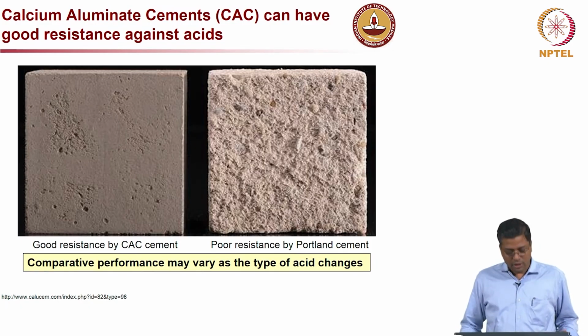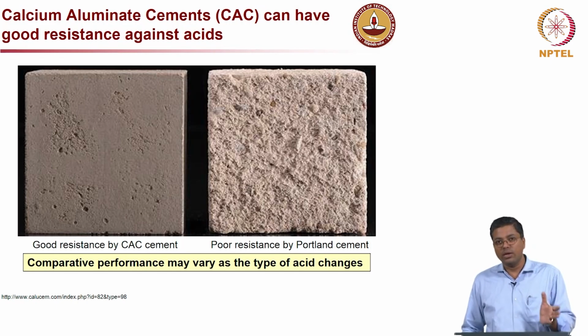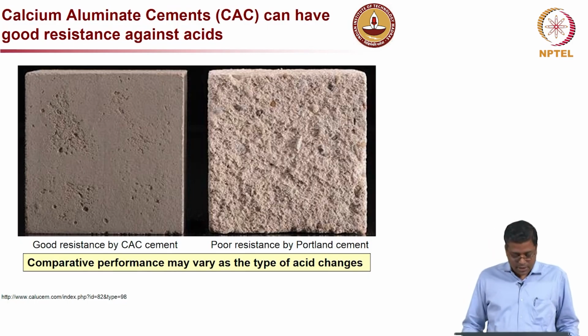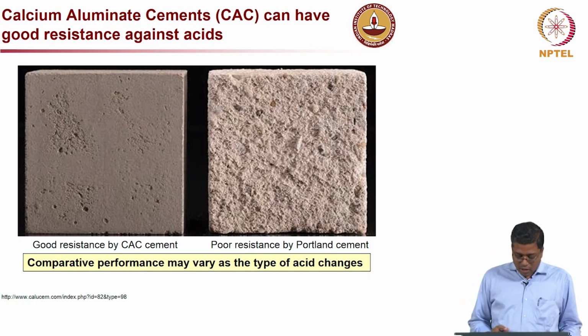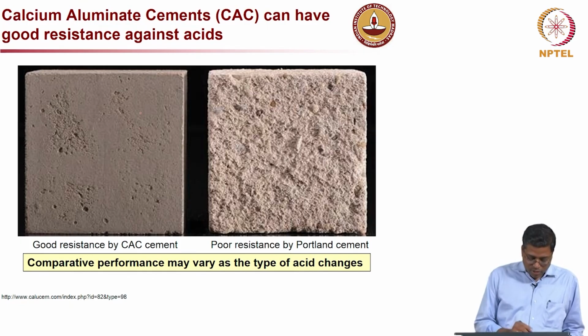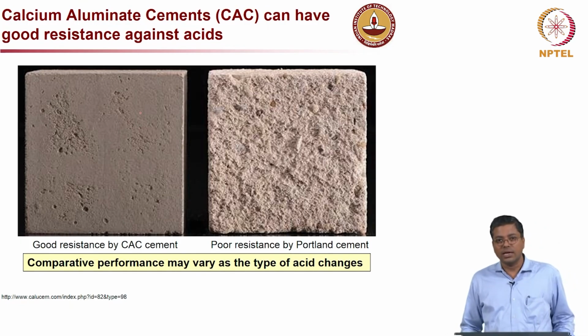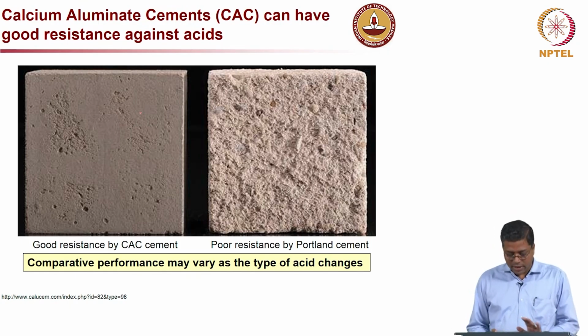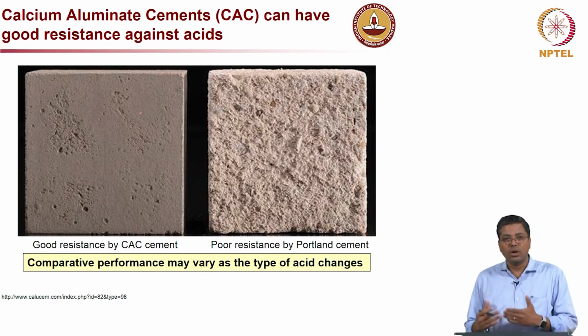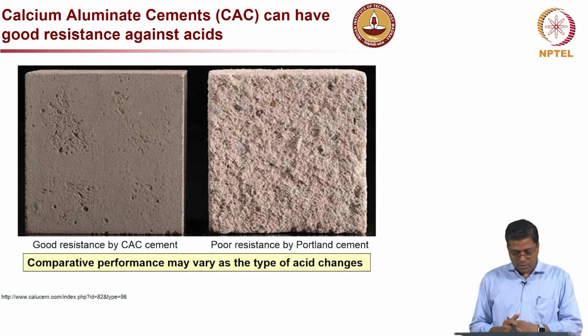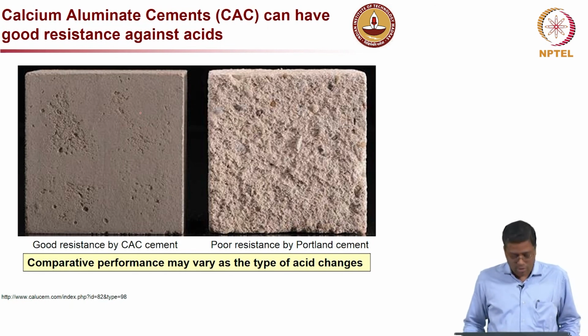Now, one more thing, the last thing to talk about, is acid attack. Calcium aluminate cements have been proven to be highly resistant against acids. I am showing this picture here: the one on the left side is showing a calcium aluminate cement and the one on the right side is showing Portland cement. Very clearly the one on the right side is more degraded. So, we can conclude that CAC cements are more resistant against acids.